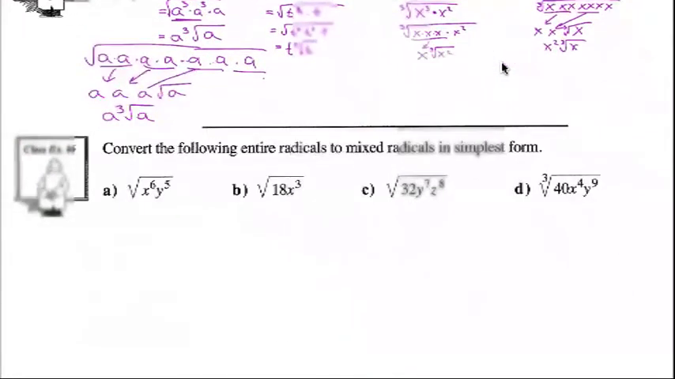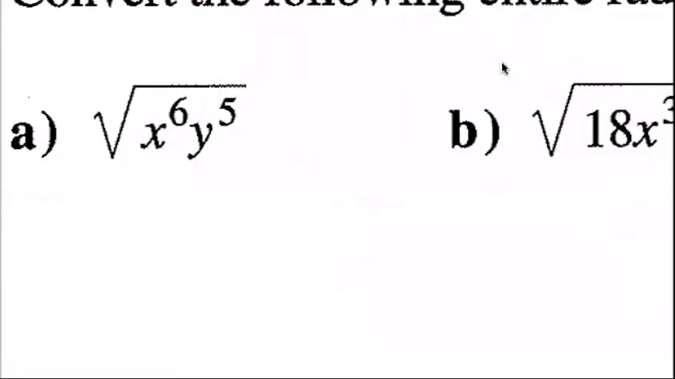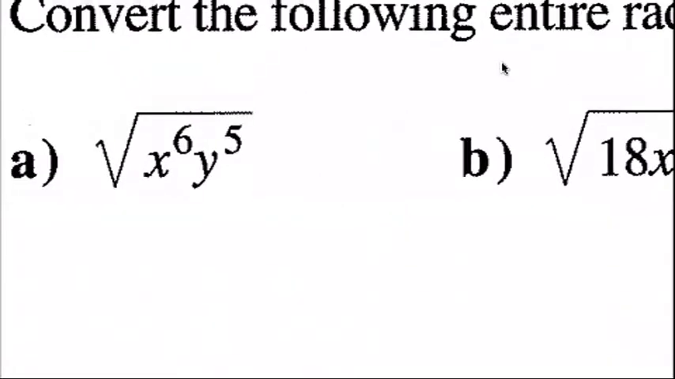And then our last example, example 6. Convert the following entire radicals into mixed radicals in simplest form. Well, this is square root x to the 6th, y to the 5th. So I could go x times x times x, x 6 times and y 5 times, and pull out pairs, using prime factorization.